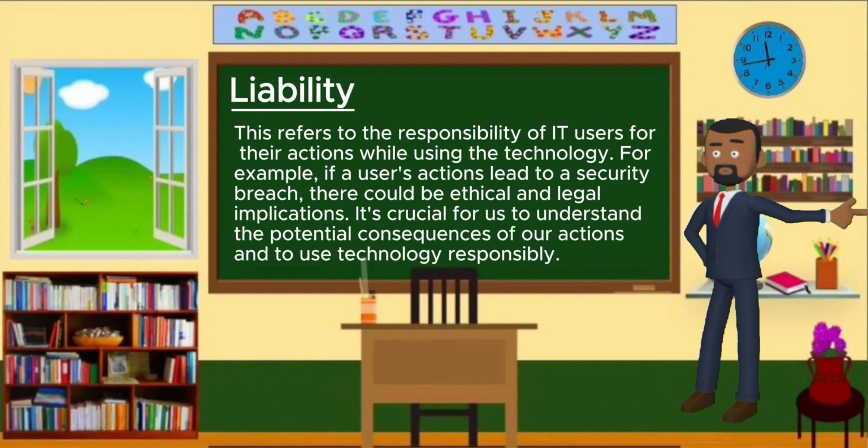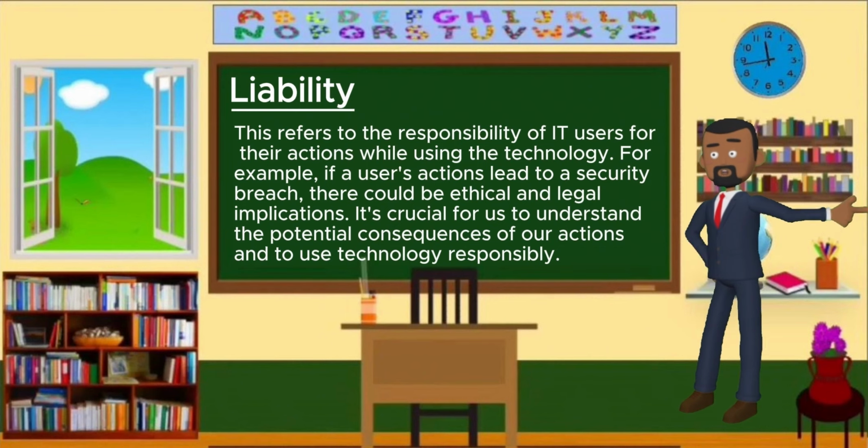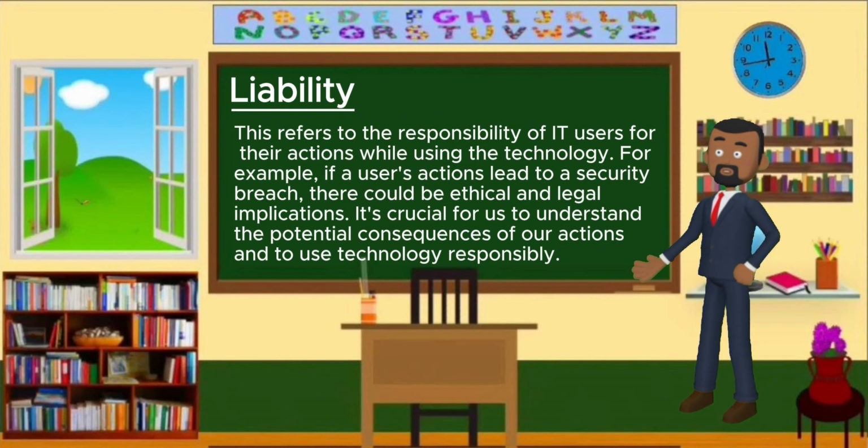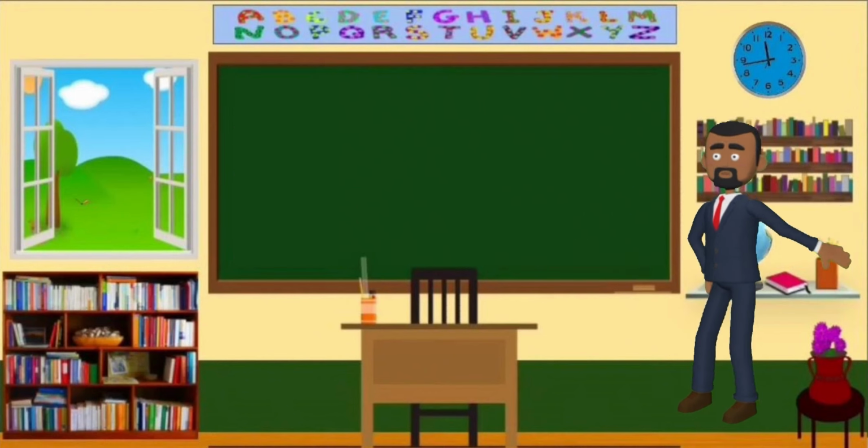Then there's the issue of liability. This refers to the responsibility of IT users for their actions while using the technology. For example, if a user's actions lead to a security breach, there could be ethical and legal implications. It's crucial for us to understand the potential consequences of our actions and to use technology responsibly.